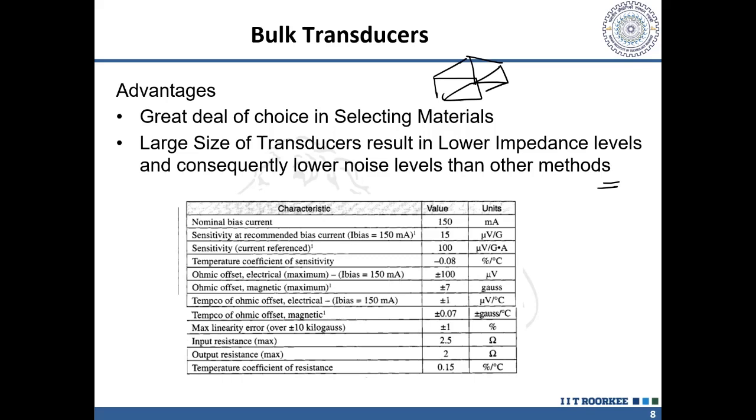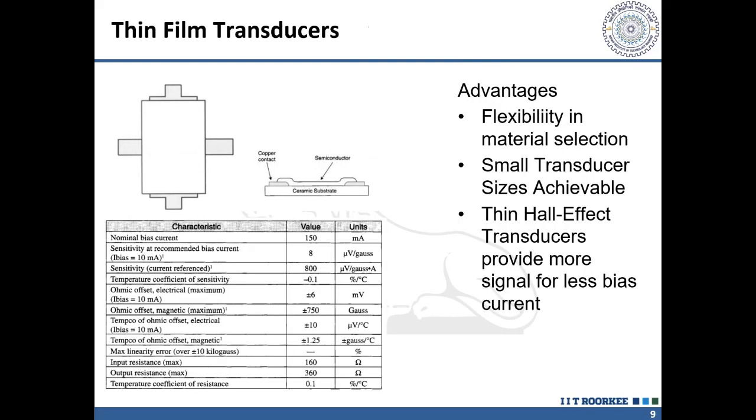Below I have given the values of sensitivity at recommended bias current and sensitivity current reference. I'll come back to these terms later in the other slides. You'll get to see a comparative idea of how it works with the other types of transducers. Just take note of these values so that you can compare them to the other results.